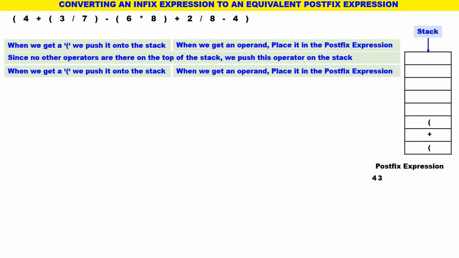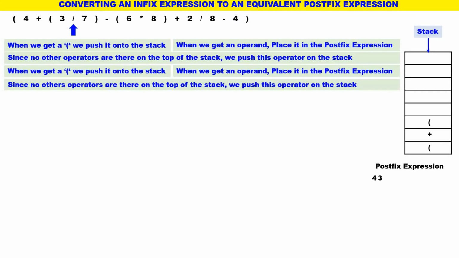Next symbol, slash. It is an operator. See the top of the stack. Do you have any other operators on the top of the stack? No. On the top of the stack, you have a left parenthesis. So, since no other operators are there on the top of the stack, we push this operator slash onto the stack. Next symbol, 7. 7 is an operand. Whenever you get an operand, place it in the postfix expression. 7 is placed in the postfix expression. That's all. Next, go to the next symbol.